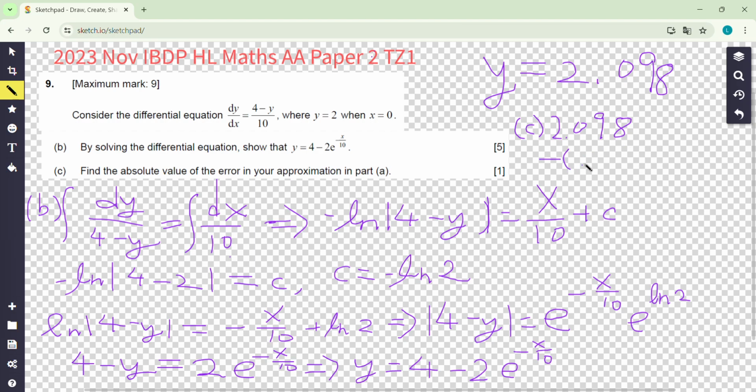So minus 4 minus 2 negative exponential negative 0.5 over 10, so 0.05, right? So by some calculation, try. You get the result.